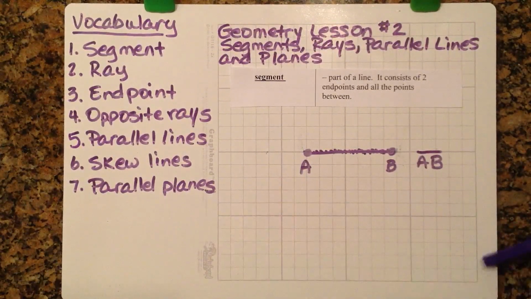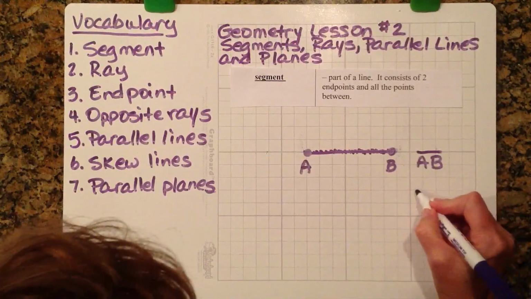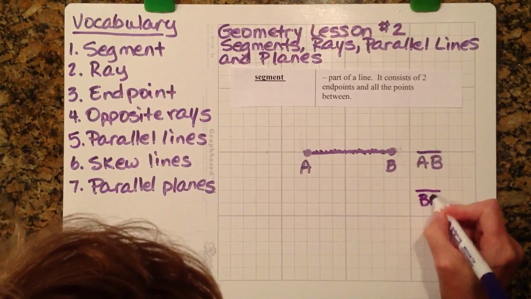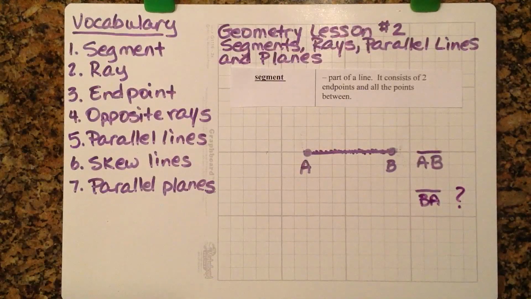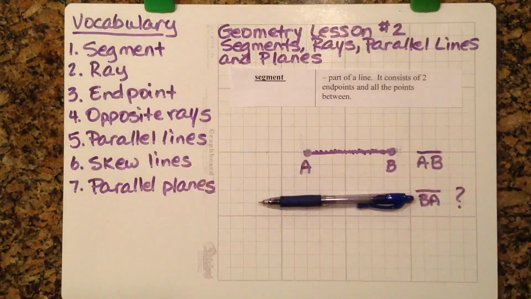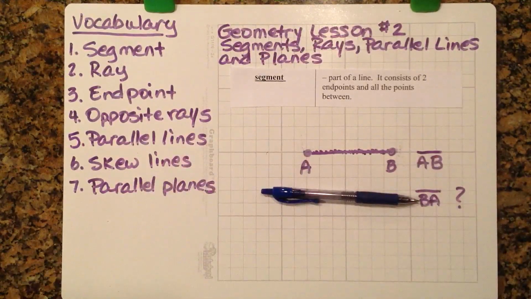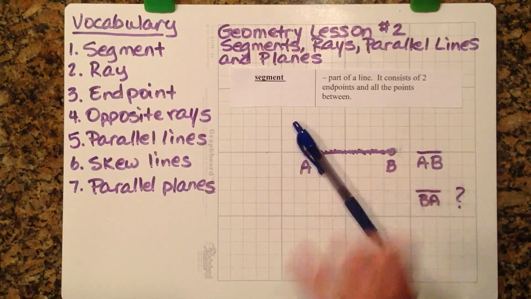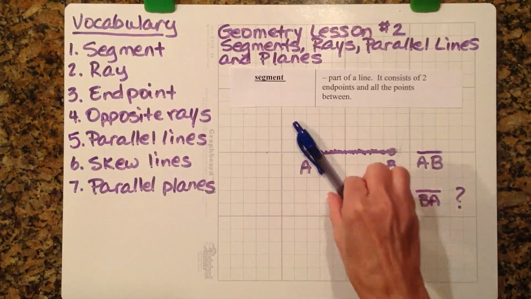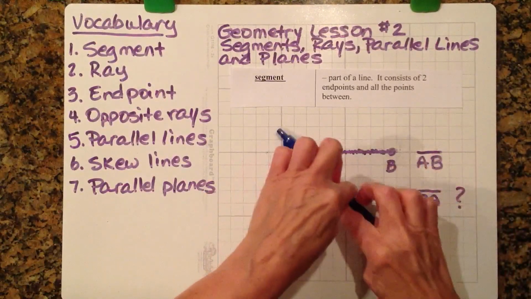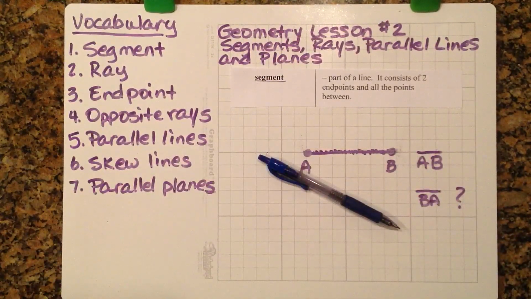Okay, can I name this same line segment BA? Can I name it that way also? The answer is yes, you sure can. For example, what is this right here? That is a blue pen. Okay, let me flip it over. What is that right there? That is a blue pen. What is this now? It's a blue pen. If you notice, I'm flipping and I'm turning it. What is it? It's still a blue pen.